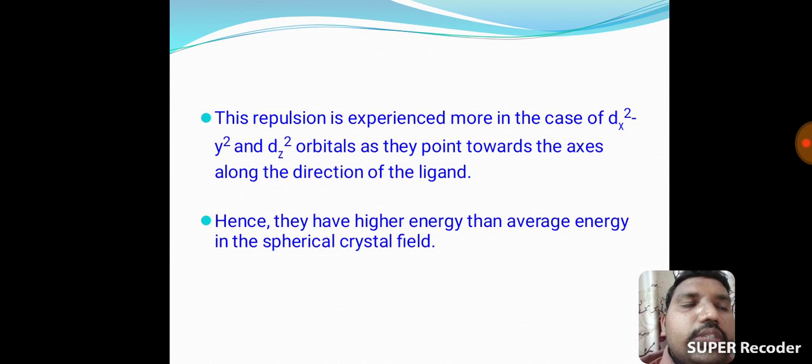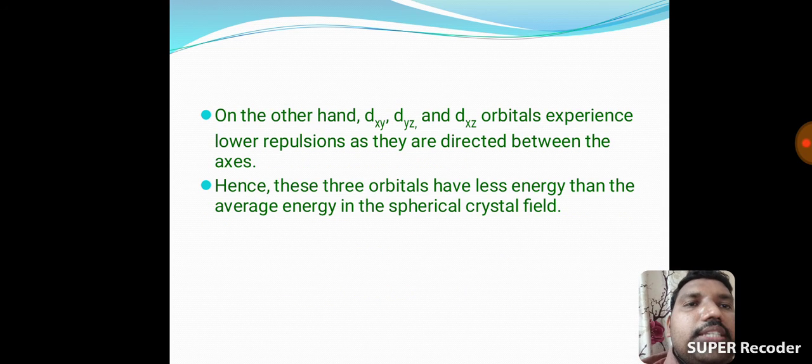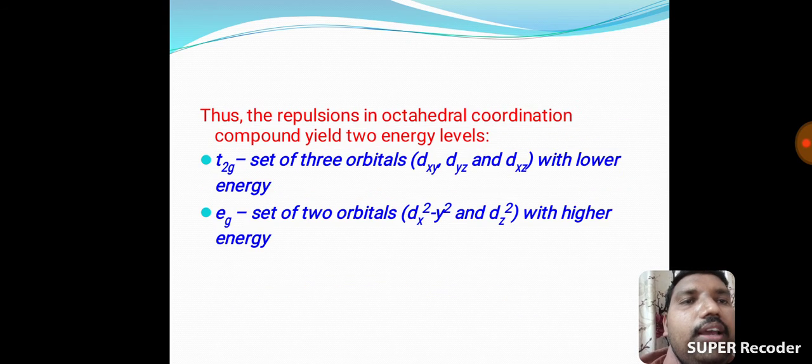There are 2 sets of degenerate orbitals, dx square y square and dz square. These are along the axis. Along the axis are major repulsions. That's why in octahedral complex, the orbitals along the axis are higher energy orbitals. Lower energy orbitals are dxy, dyz and dxz. These are between the axis. Between the axis, orbitals are lower energy in octahedral complex.